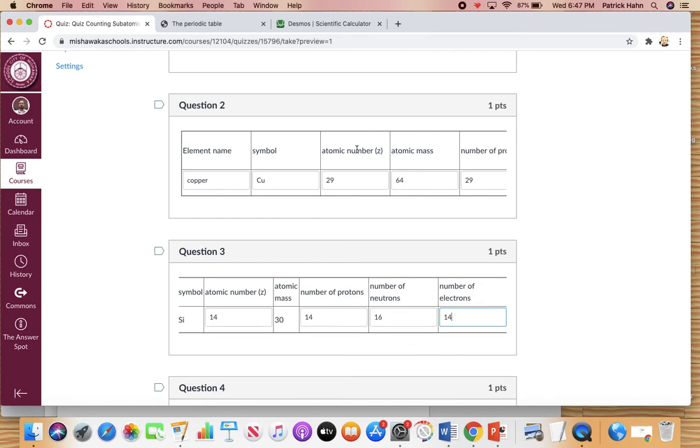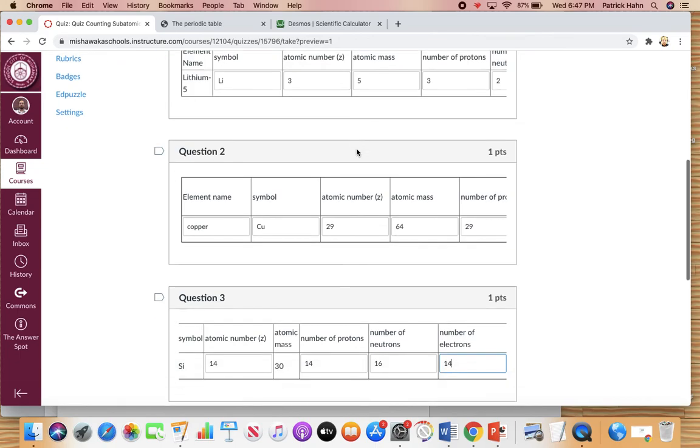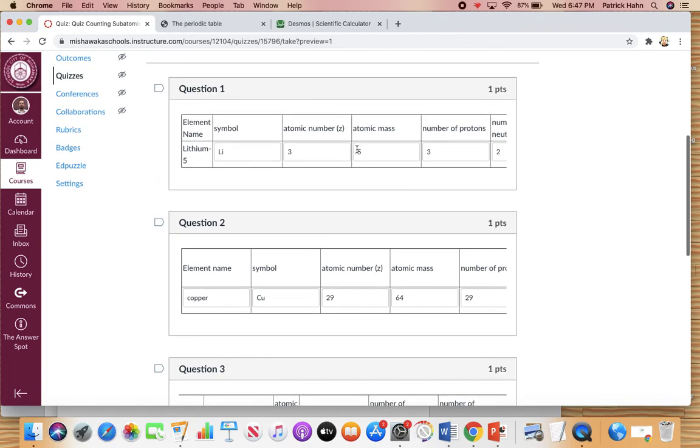So I reminded you guys of how to do the counting of the subatomic particles. You guys will now need to go through and answer the rest of the questions in the quiz. You should have followed along and gotten the answers for the first 3 problems. Good luck.